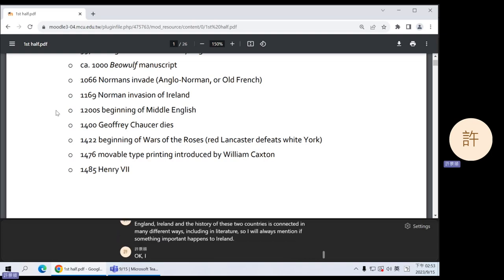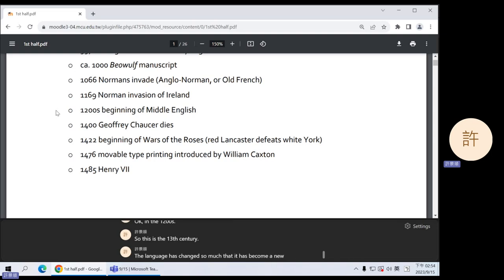Okay, in the 1200s, so this is the 13th century, the language has changed so much that it has become a new language, and we call this Middle English. It is possible to read Middle English without a dictionary. It's not easy, but it's possible. And so the most important author of Middle English is Geoffrey Chaucer, who died in 1400. We don't know when he was born.